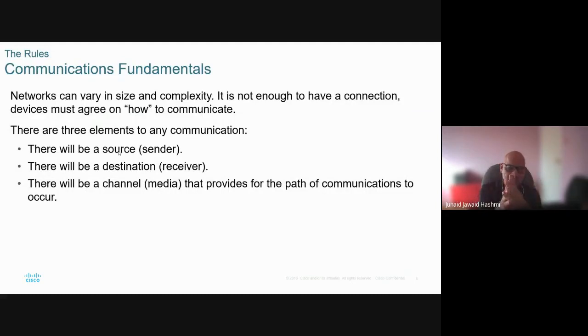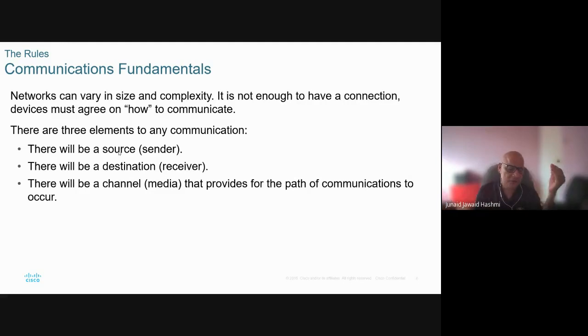So, what are the communication fundamentals? There has to be a sender and there has to be a receiver. So there's a source, which is the sender, and the destination is the receiver. And also there has to be a channel, the media.